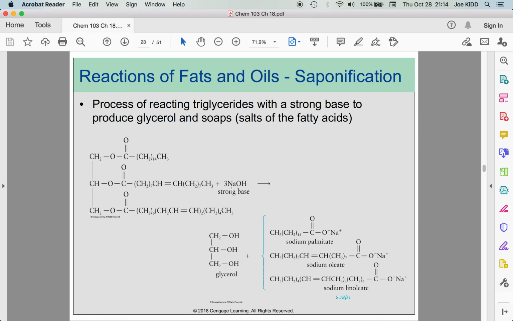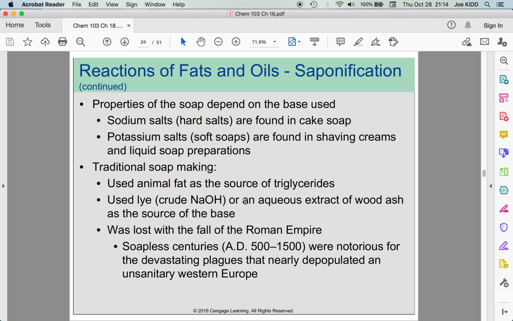Depending on the cation used in the base, this will either produce a hard soap, like a bar of soap, or a soft soap, like a liquid soap, like a squeezy bottle soap. Traditionally, soap making used animal sources, so animal fat and lye, which is a crude form of NaOH. Either that or wood ash, so basically the remnants of a fire.